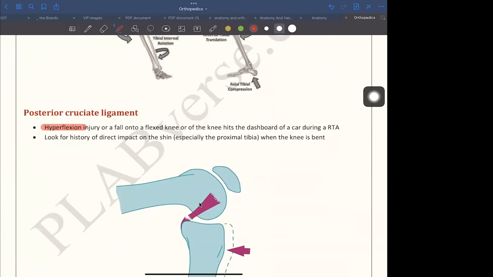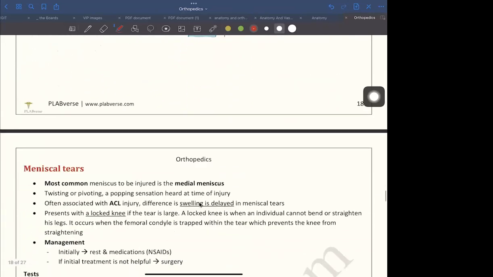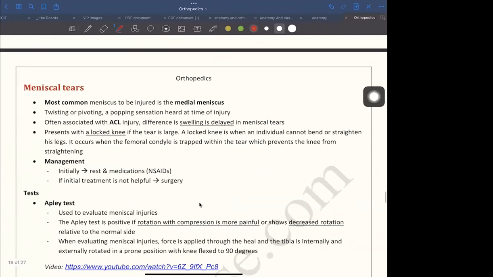All right. Some meniscal tear. As we mentioned earlier, we have two menisci, medial meniscus and lateral meniscus. The medial meniscus is the commonest, and it does have some reasons, because with twisting or pivoting, the patient will again hear some popping sound.